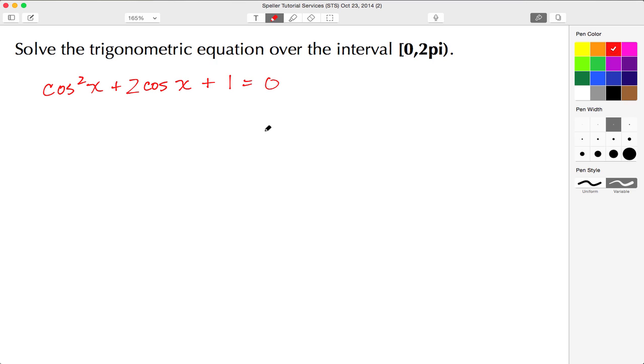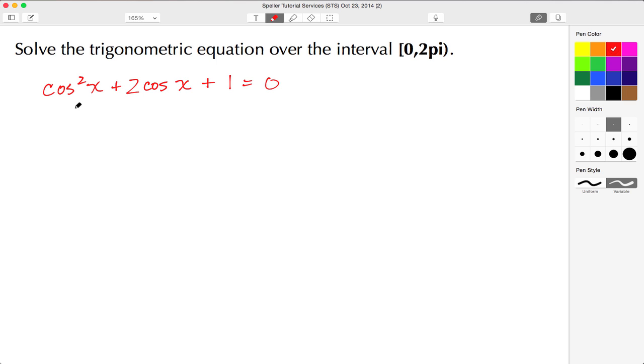Welcome back to STS. In today's video we need to solve this trigonometric equation over the interval 0 to 2 pi, where 0 is included and 2 pi is excluded. Here we have our equation: cosine squared x plus 2 cosine x plus 1 equals 0.